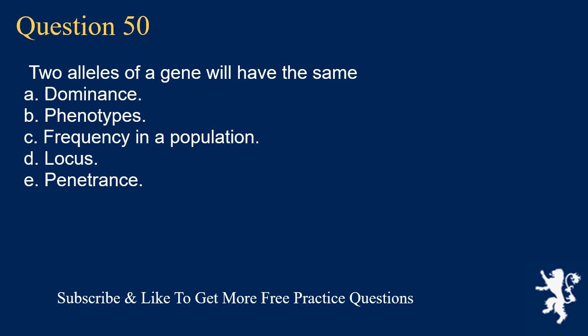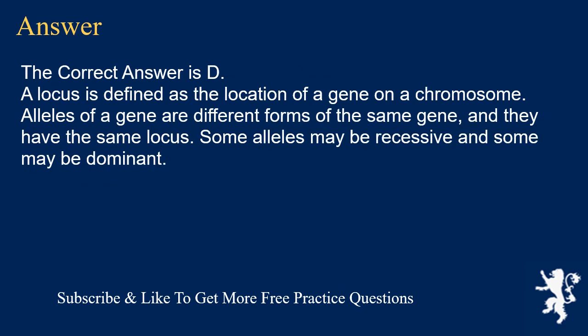Question 50. Two alleles of a gene will have the same A. Dominance. B. Phenotypes. C. Frequency in a population. D. Locus. E. Penetrance. The correct answer is D. A locus is defined as the location of a gene on a chromosome. Alleles of a gene are different forms of the same gene, and they have the same locus. Some alleles may be recessive and some may be dominant.